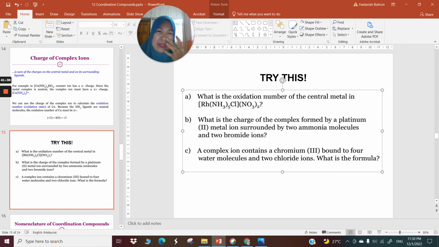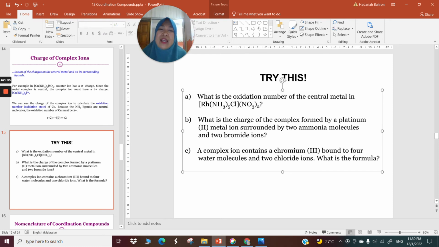So question B, what is the charge of the complex that is formed by platinum 2 when it is surrounded by 2 ammonia molecules and 2 bromide ions? So you have your platinum in the middle, you have 2 ammonia attached to it, you have 2 bromide attached to it, so there are 4 ligands around it. 2 have charge, 2 are neutral. So what is the charge of the complex? So you work that out.